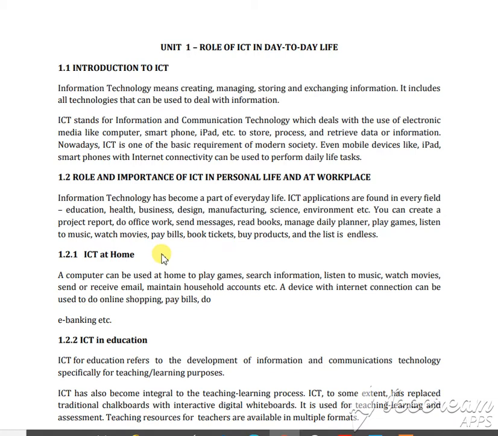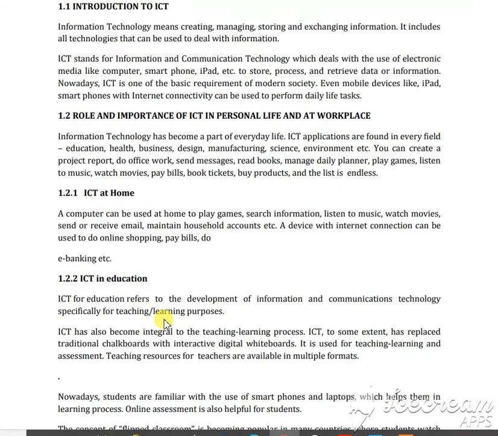From home, you are doing many kinds of work, like playing the games you like most, doing your school work, playing music, watching movies, sending and receiving emails, and maintaining household work, like paying the electric bill, mobile bill, phone bill, shopping bill. You are also doing e-banking transactions. If you do e-banking, you must be very careful about your codes and numbers, because fraud cases are there.